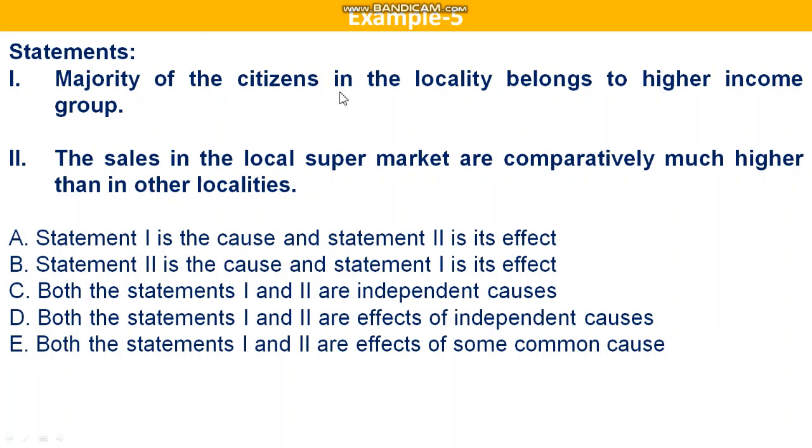Majority of the citizens in the locality belong to higher income group. Number 2, the sales in the local supermarket are comparatively much higher than other locality. This is the effect, that sale is higher in supermarket. But I feel statement number 1 is the cause, because there are citizens of higher income group in the locality, there is a good volume of sale in the supermarket. So statement 1 is the cause and statement 2 is its effect. Option A is the correct answer.